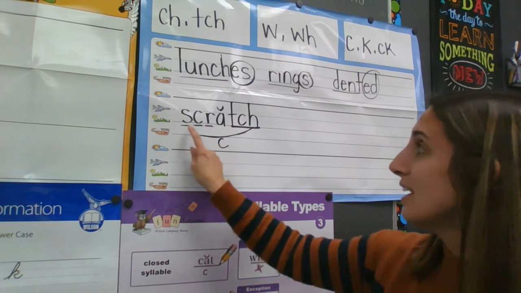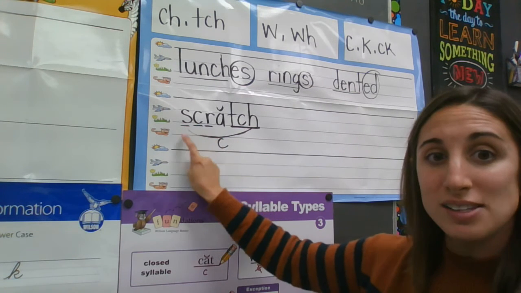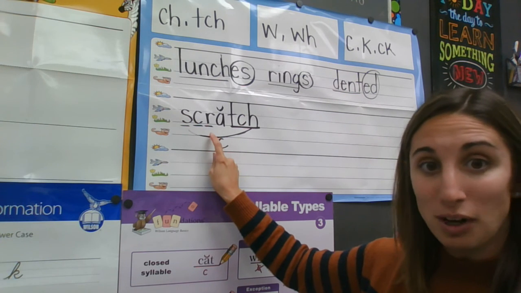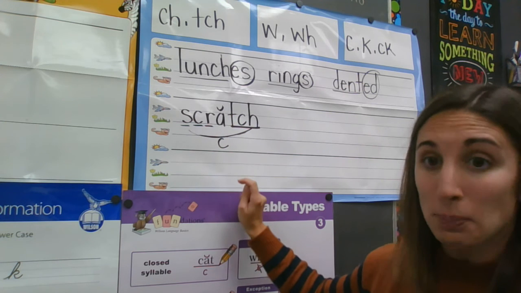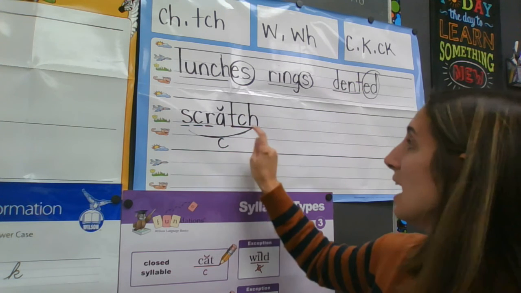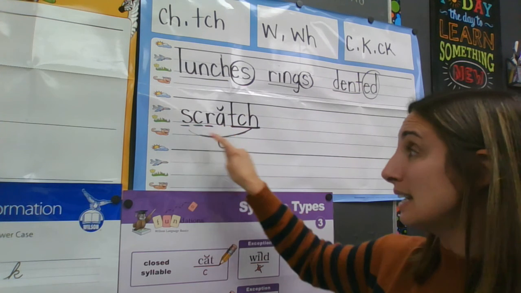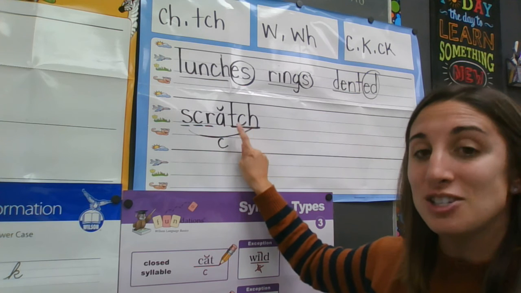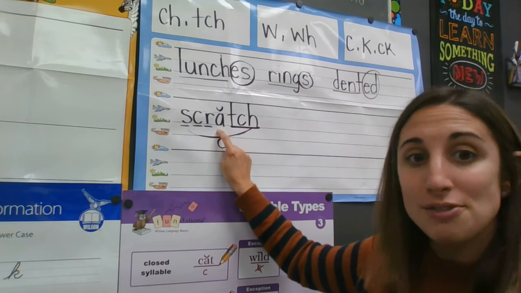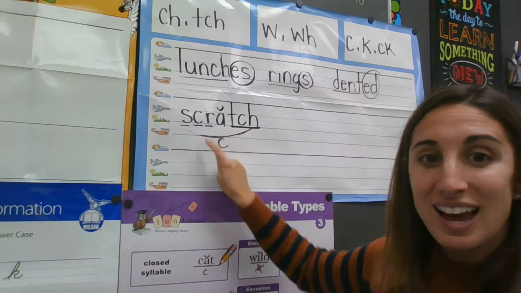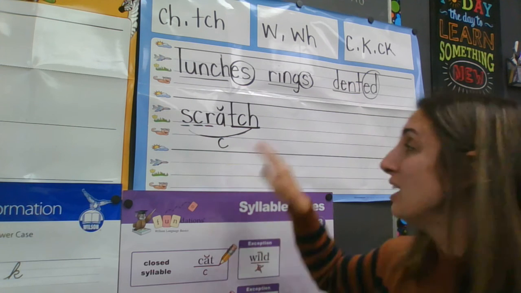Okay, let's see. SCR is a 3-letter blend. Did you get it and mark it? A is our vowel. It's a breve above it because it's short. And then it's closed in by the TCH trigraph because TCH follows right after a short vowel. How'd you do? All right, move across.